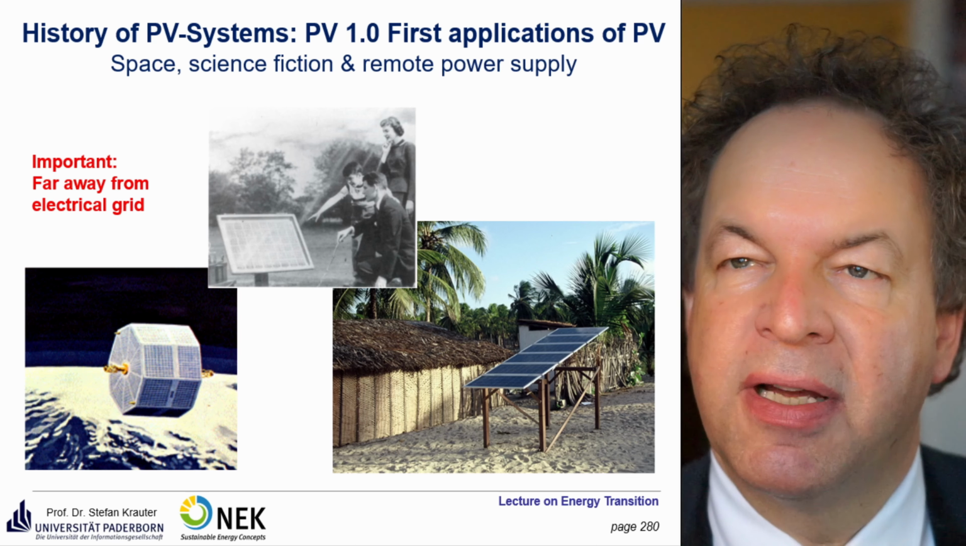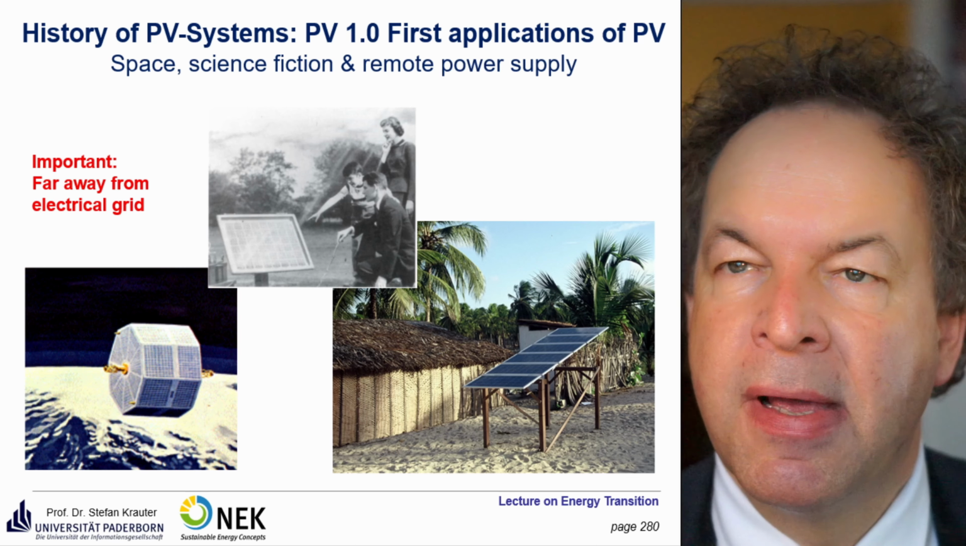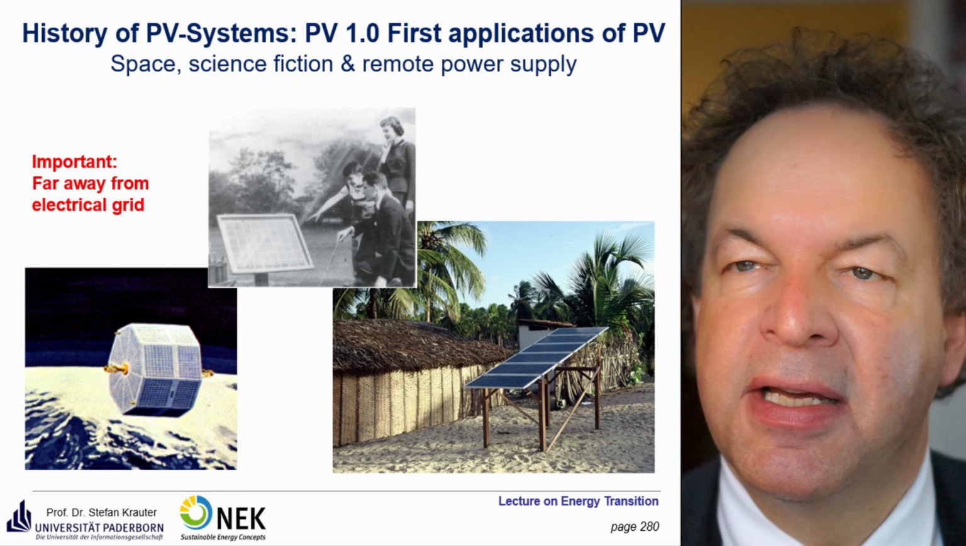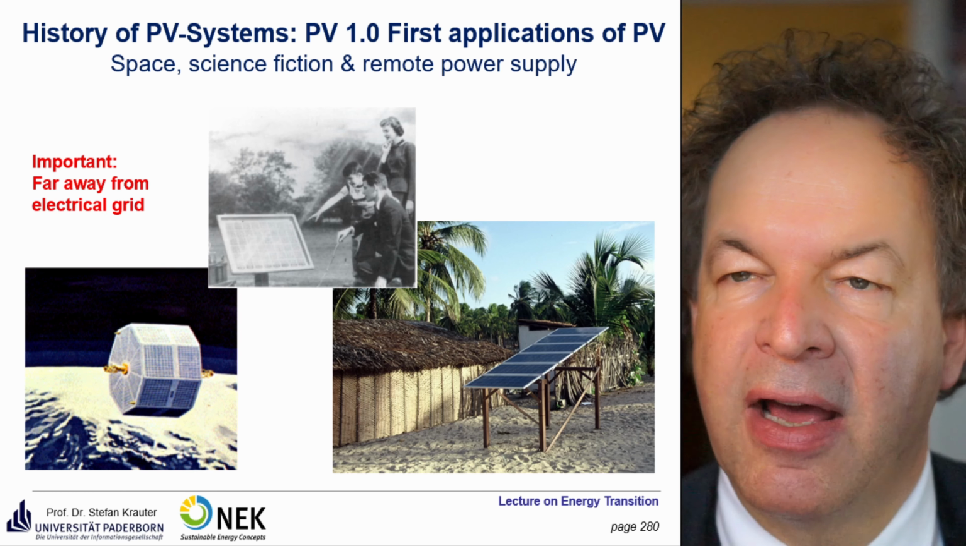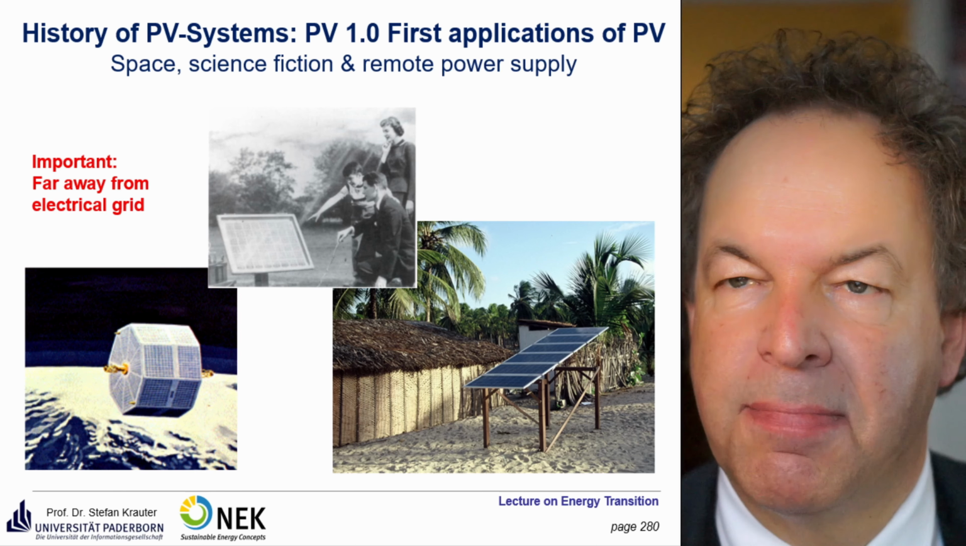I would call this application PV 1.0. So this was basically very remote power supply, for example, in space to power satellites or some research stations in the Amazon and so on. But even during that time, there was the expectation that in the future it will be applied to households. Here you see a scheme of a so-called solar home system.